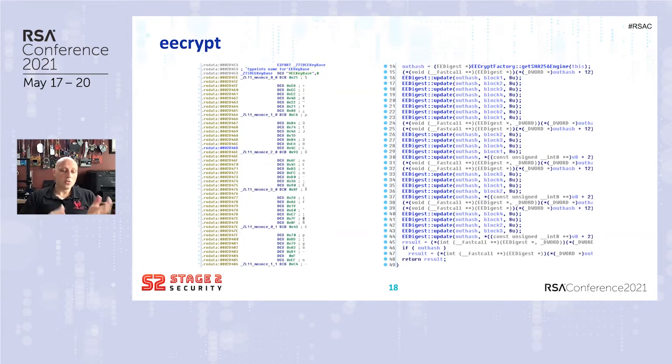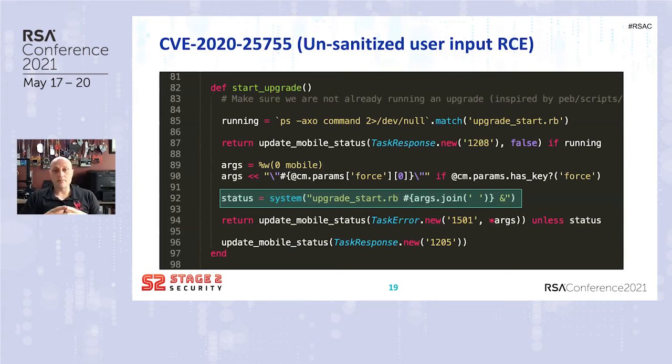And sure enough, once I was able to get the firmware decrypted, it didn't take me more than an hour or two to find my first CVE on the box. This is one of their scripts for upgrading. You can see on line 92 that it calls this upgrade start Perl script and passes some arguments to it. And on line 90, you can see those arguments come from the command line parameter force.